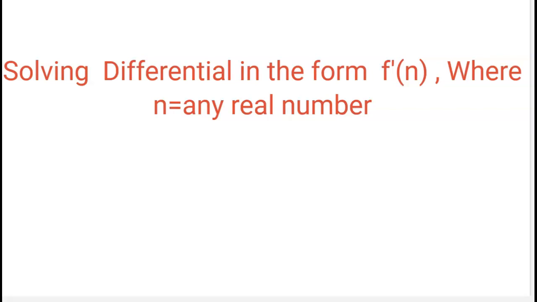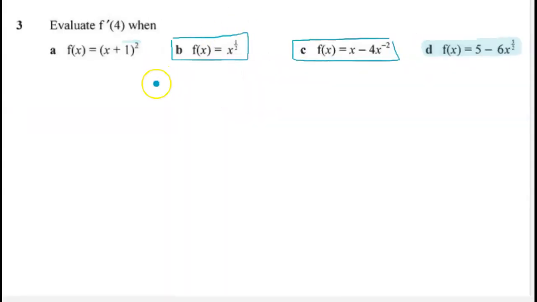Solving differentials in the form f dash n, where n equals any real number. Now let's have a look. Now the A and the D I've already done, so there is another video on A and D, the B and the C. Now here f dash 4 means when x was 4. So they gave us a point 4.